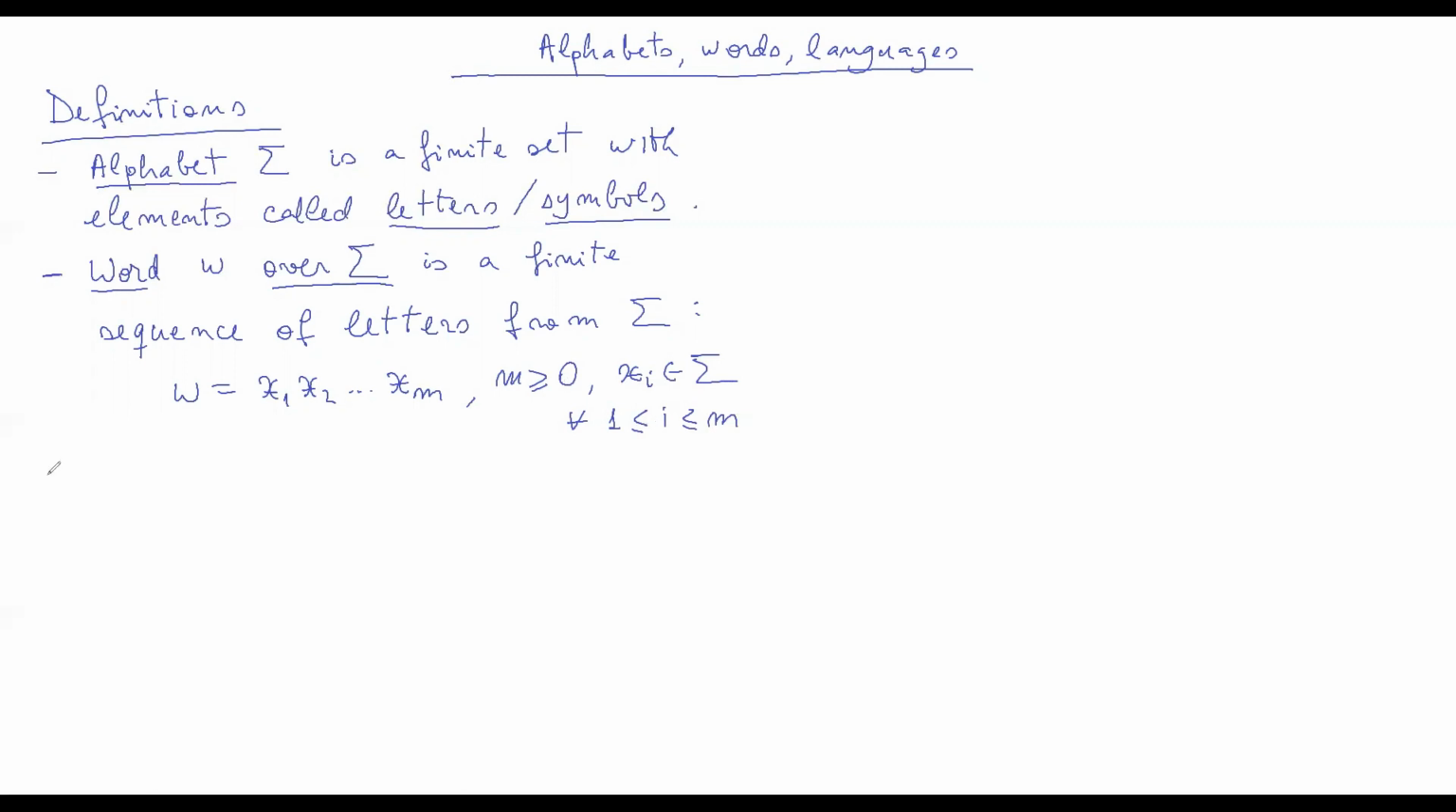We also have the concept of an empty word. This we typically denote by epsilon. It could also be denoted by lambda in some other textbooks. Sometimes it's also denoted by 1, but in this course we will typically stay with epsilon. So the empty word epsilon has no letters. So in other words, if you think that words are really finite sequences, this is the empty sequence.